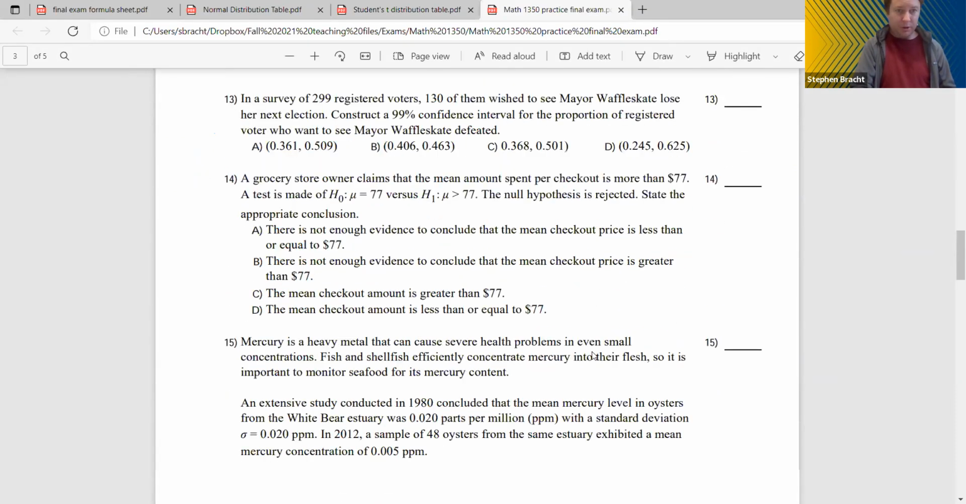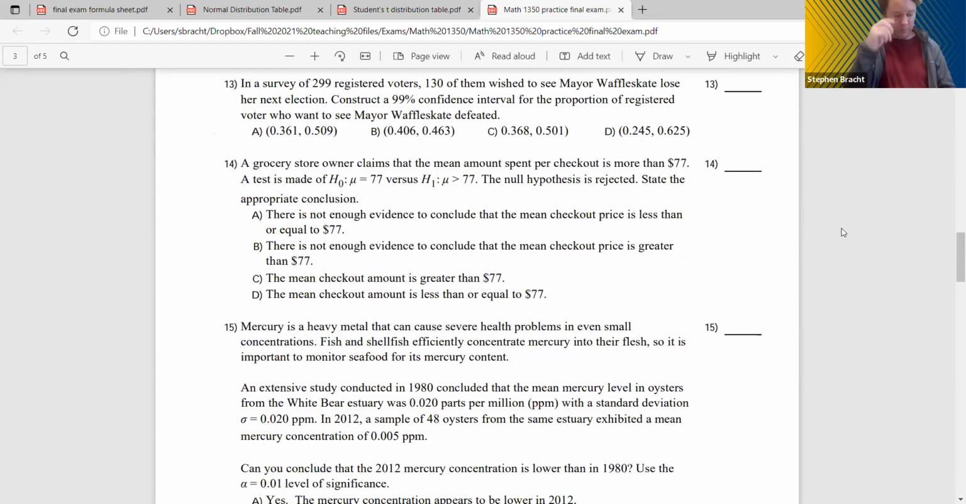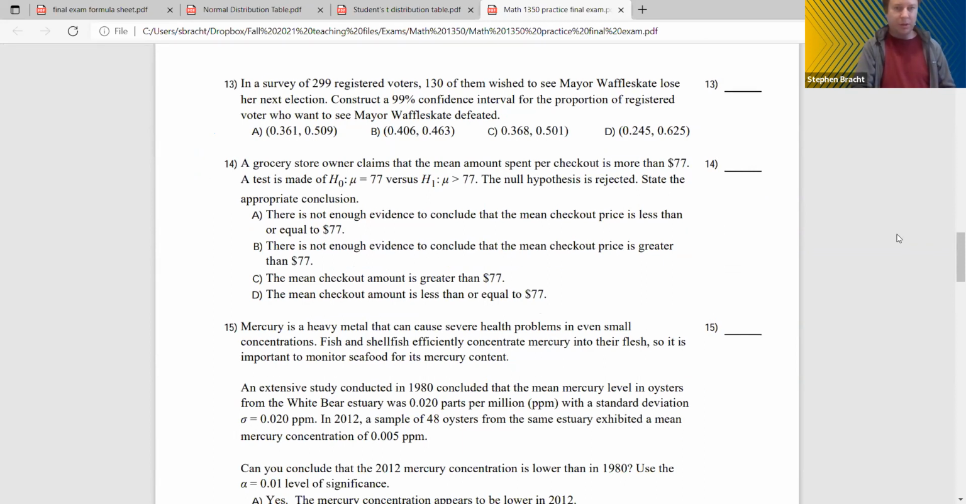Number 13, this is confidence interval for a proportion. In a survey of 299 registered voters, 130 of them wished to see Mayor Wafflesgate lose her next election. Construct a 99% confidence interval for the proportion of registered voters who want to see Mayor Wafflesgate defeated. Okay.